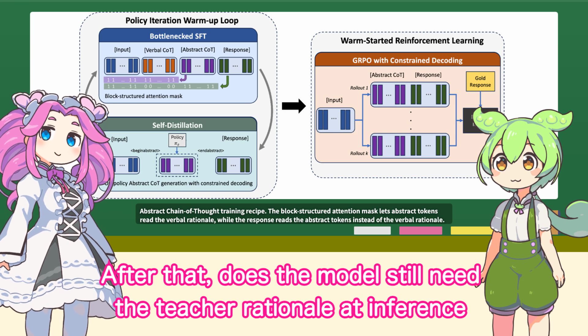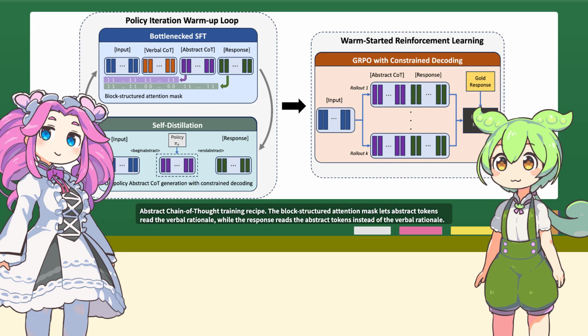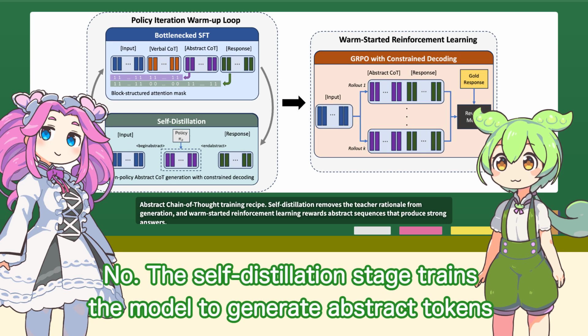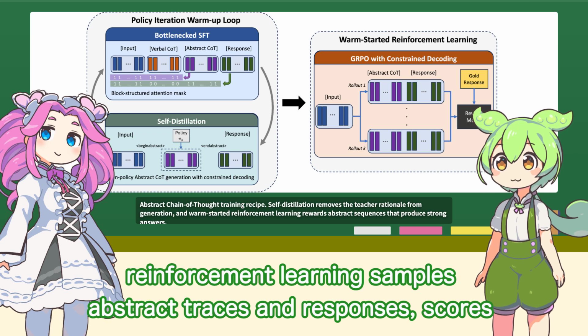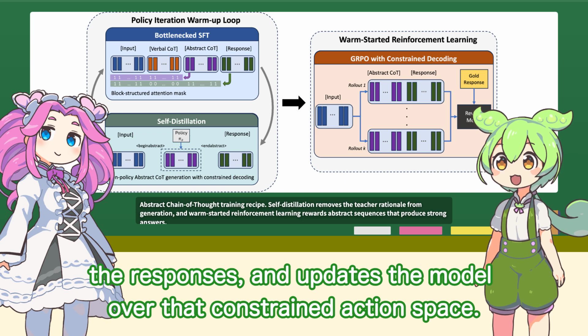After that, does the model still need the teacher rationale at inference time? No. The self-distillation stage trains the model to generate abstract tokens from the prompt alone with constrained decoding. Then reinforcement learning samples abstract traces and responses, scores the responses, and updates the model over that constrained action space.